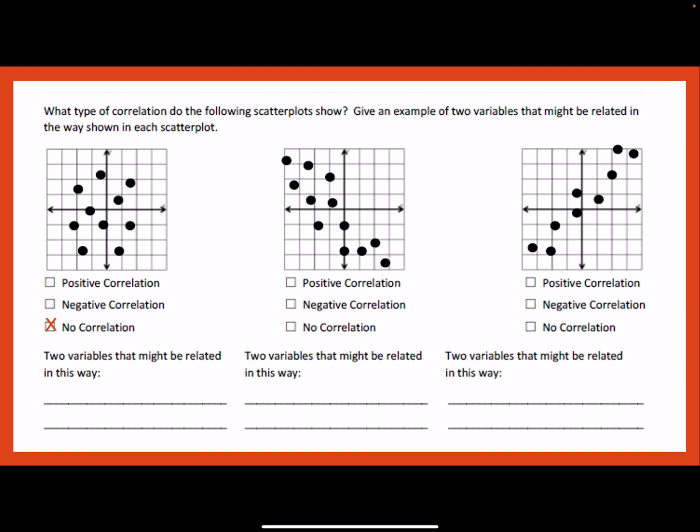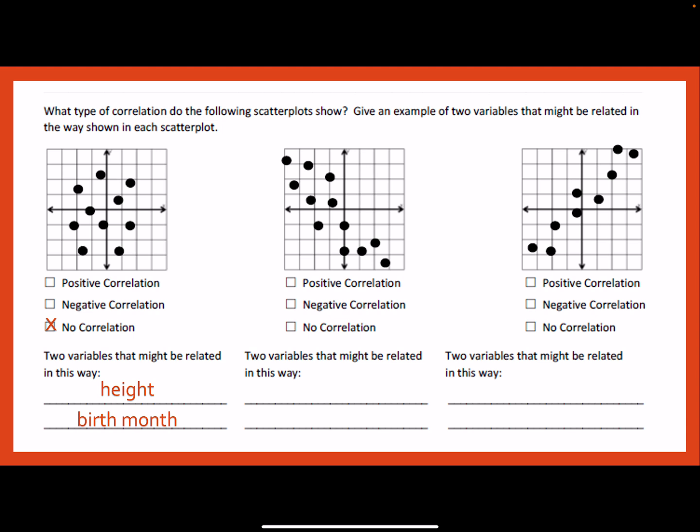Two variables that might be related in this way. An example here is height and birth month. Are those in any way related? No, there was no correlation, no relationship between those two variables.